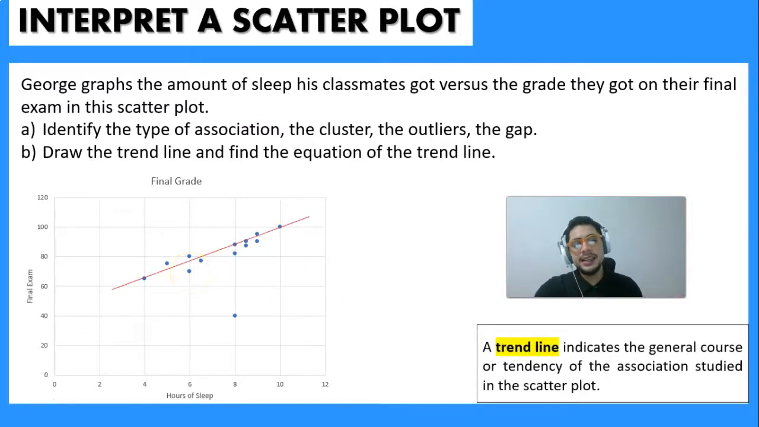So the trend line indicates the general course or tendency of the association studied in the scatter plot, right? In this case, we have that red line, which is going to try to be in the middle or trying to touch the most points. And if it doesn't touch the most points, it's going to try to be very close to them, right? So it's going to indicate the general tendency. Now, that trend line, we can find the equation for it, right? If someone else was doing the trend line, maybe their line is not going to be exactly the same, but its values are going to be very similar, right?